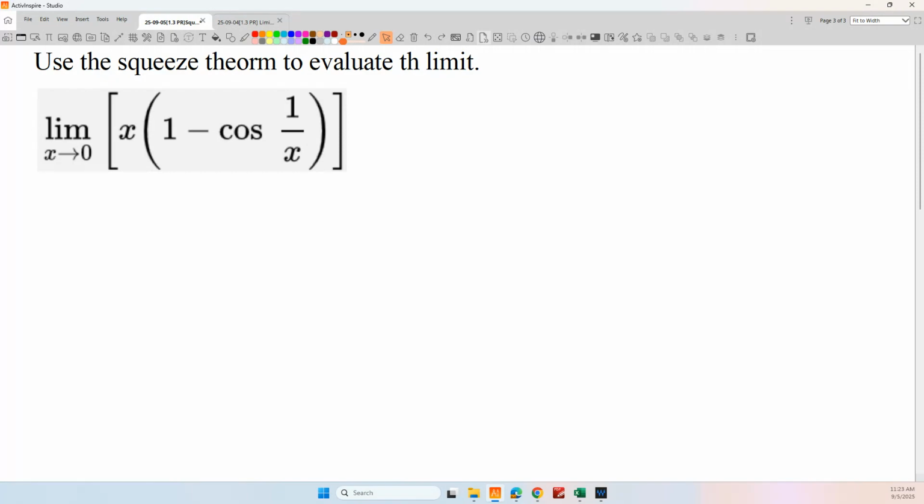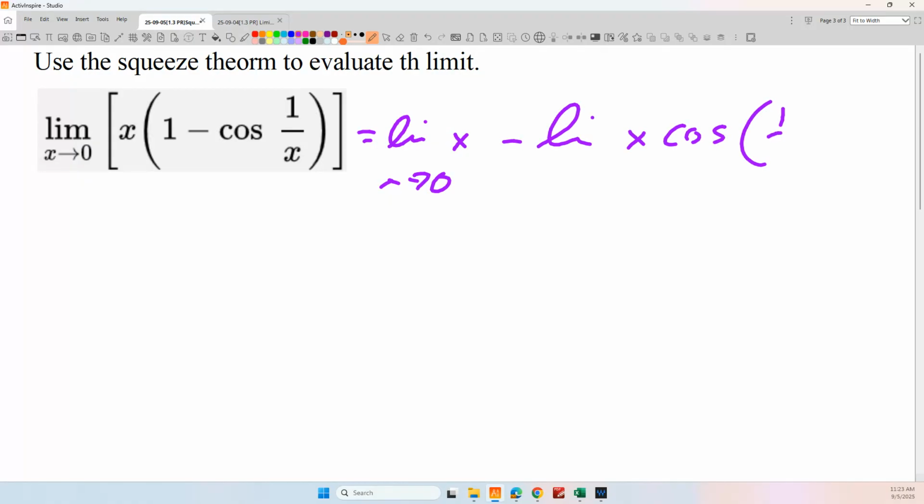Or a way that's more similar would be to split this up into separate limits. If I distribute the x, this is the limit of x as x approaches 0 minus the limit of x cosine 1 over x as x approaches 0, right? Does that make sense?